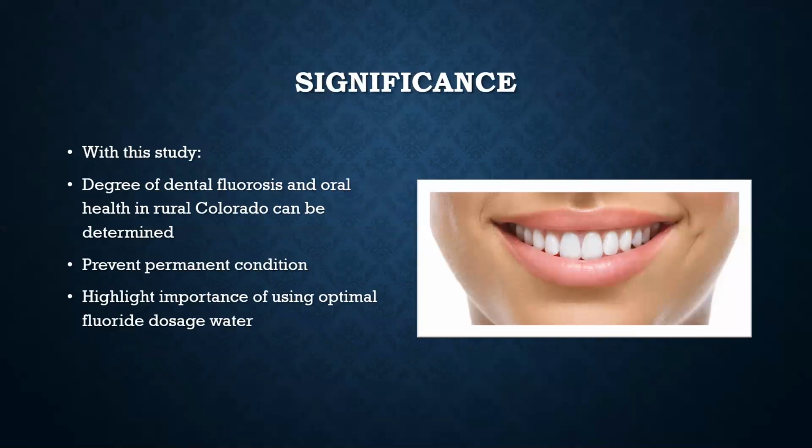Finally, to conclude the significance, what happens next? Why are we doing this? The reason why is with this study, we are able to see the degree of dental fluorosis and oral health in rural Colorado. We are able to prevent this permanent condition in children. And lastly, highlight the importance of using optimal fluoride dosage water.